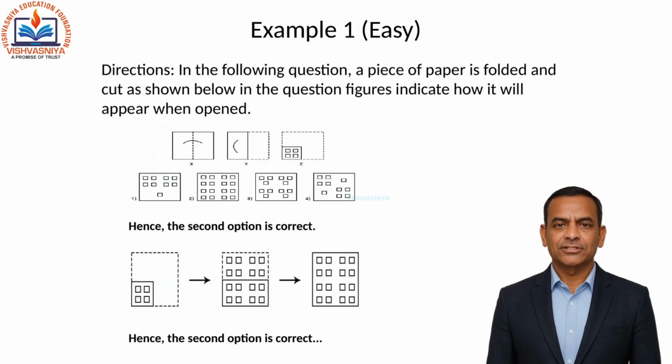Let's start with a simple example. A sheet is folded once vertically and one triangle cut is made. When we unfold it, we will have 2 identical triangular holes, one on each side of the fold line. Correct answer: second option. Remember, 1 vertical fold, 2 symmetric cuts.